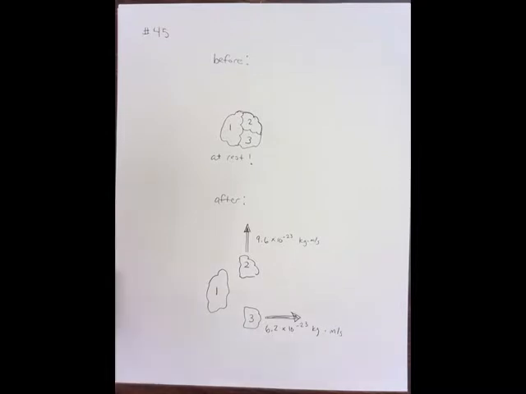The problem states that a radioactive nucleus at rest decays into a second nucleus, an electron, and a neutrino. The electron and neutrino are emitted at right angles and have momenta of 9.6 times 10 to the negative 23rd kilogram meter per second and 6.2 times 10 to the negative 23rd kilogram meter per second, respectively. Determine the magnitude and direction of the momentum of the second recoiling nucleus.